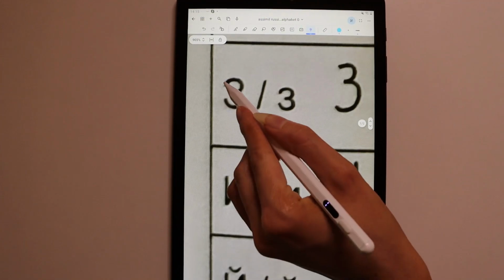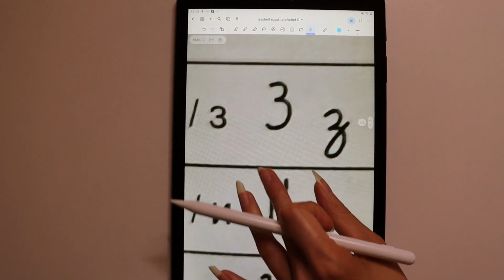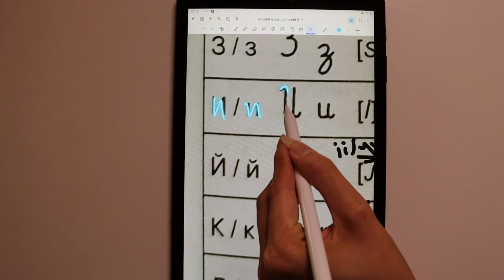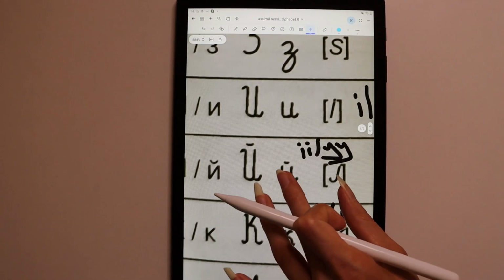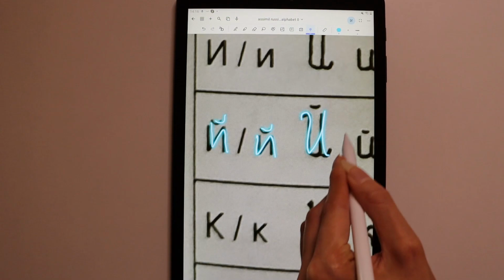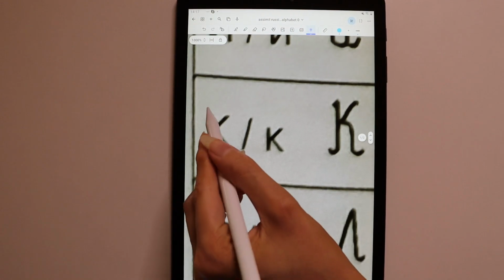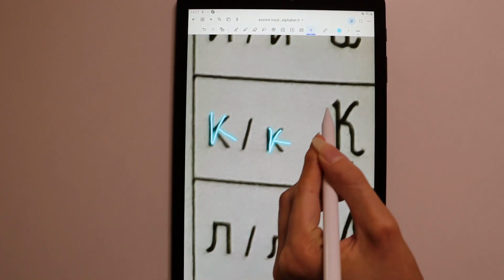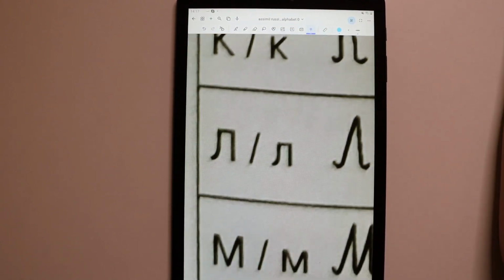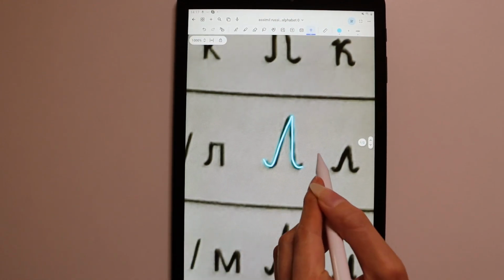Ze. Like a Z in zoo. E. Karatkaya. Looks the same but with this line on top. And then we have Ka. K, L, L, as in L.